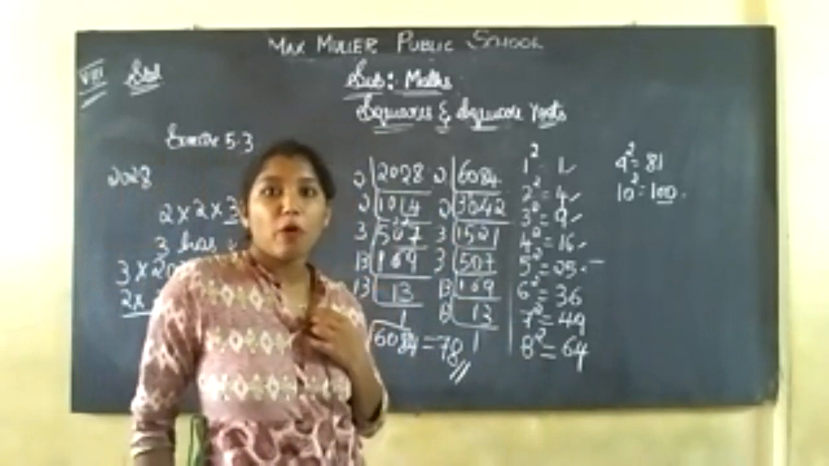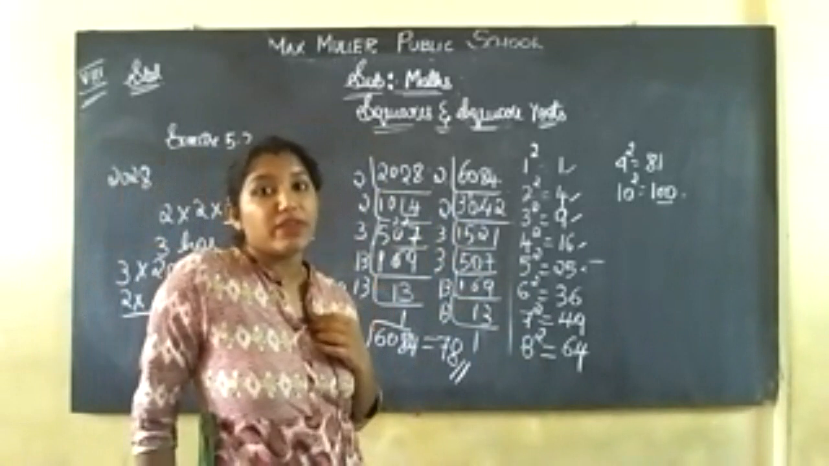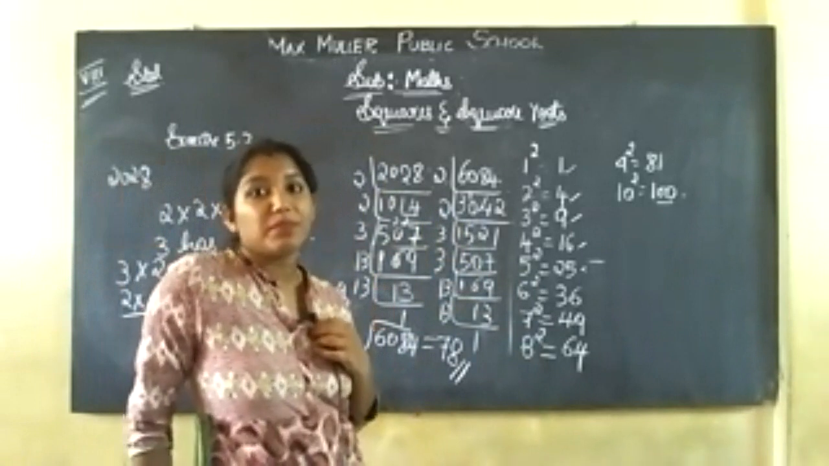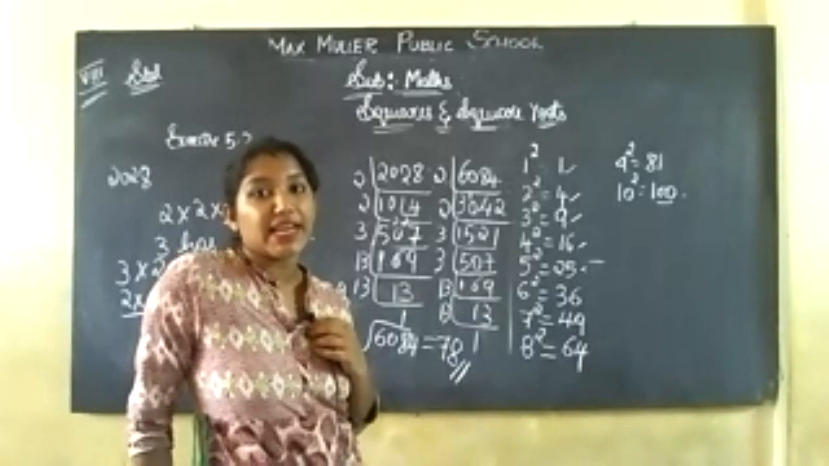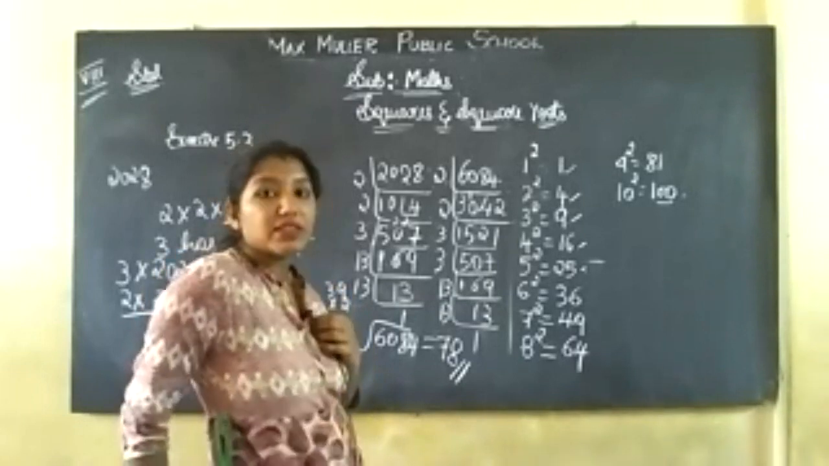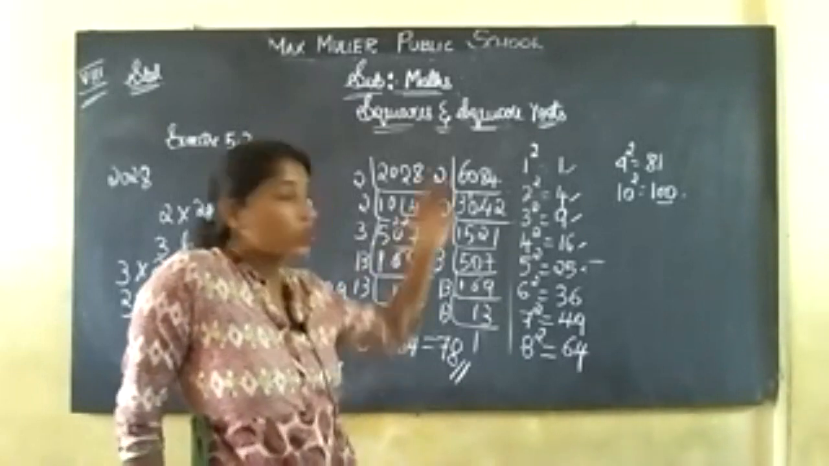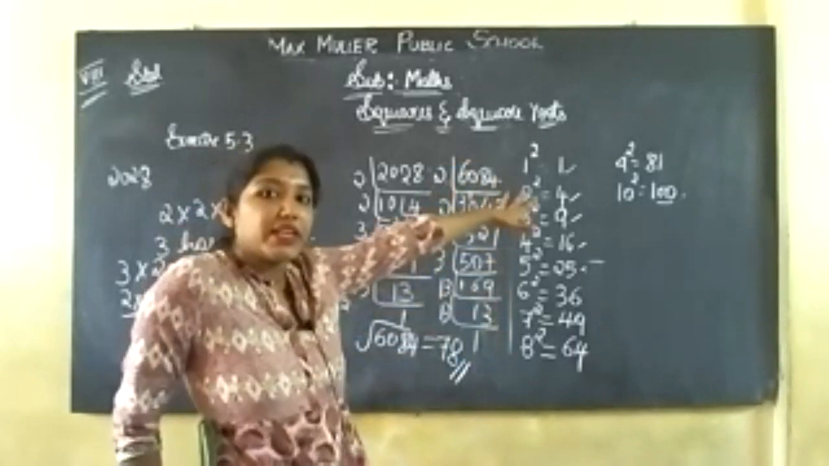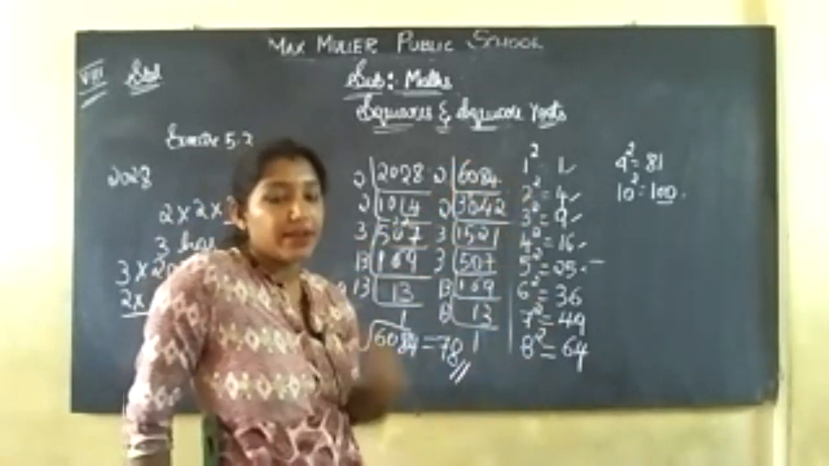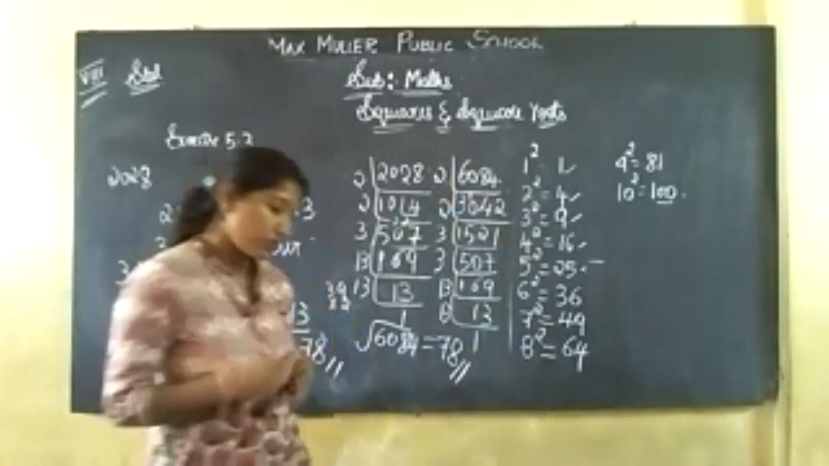Thank you, students. Hope all understood and you are solving the problems. It's all basic, as I told you in the earlier classes. You have to be thorough with the squares and square roots, square numbers. Till 20, you have to be thorough. Understood? Hope all understood. Thank you, students.